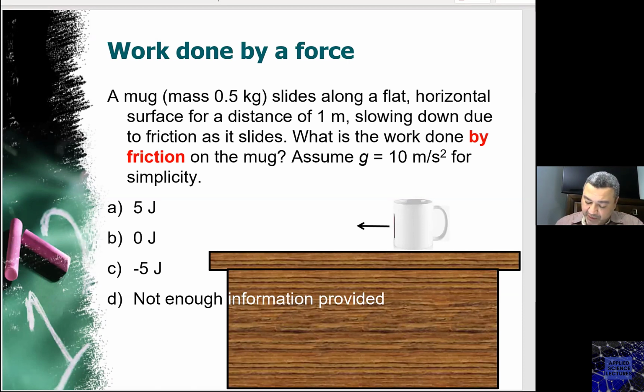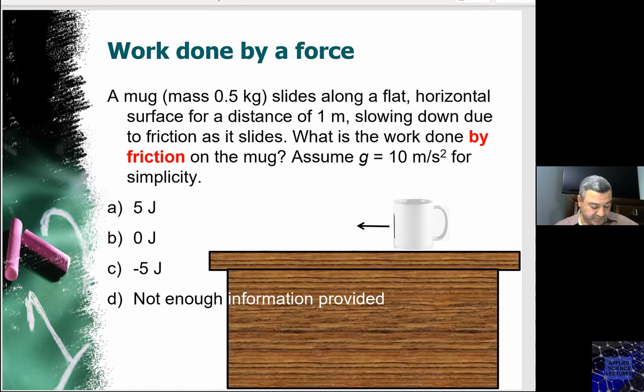A third example, same mug, it has a mass of 0.5 kilograms, slides along a flat horizontal surface for a distance of 1 millimeter, slowing down due to friction as it slides. What is the work done by friction on the mug? Assume that the gravity g equals 10 meter per second squared for simplicity.